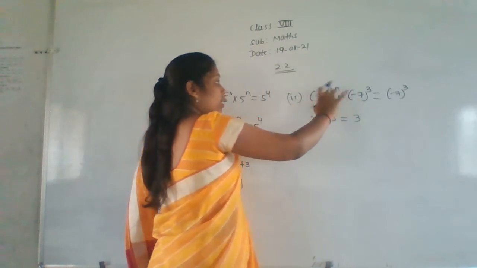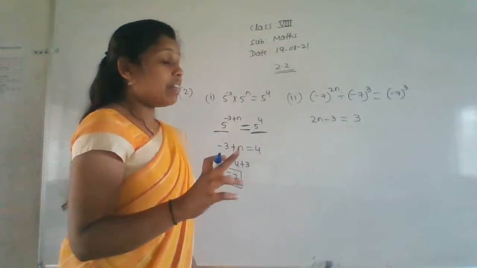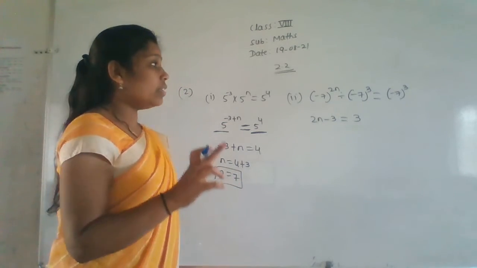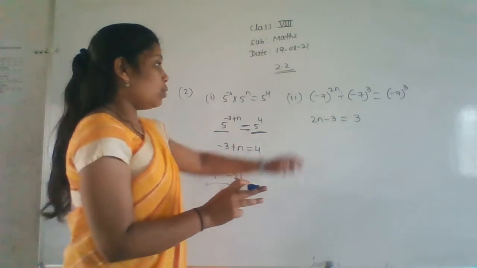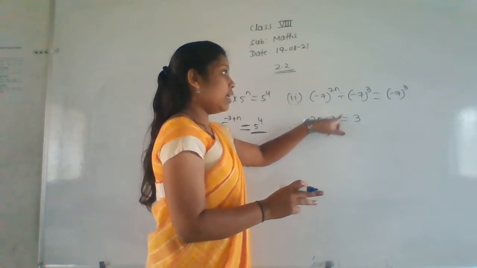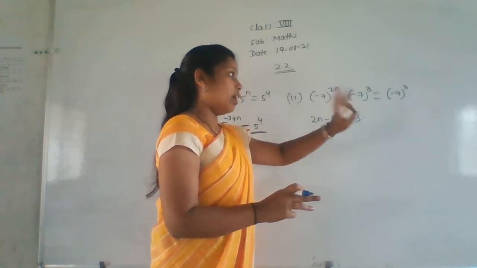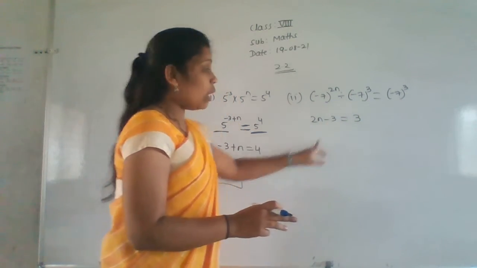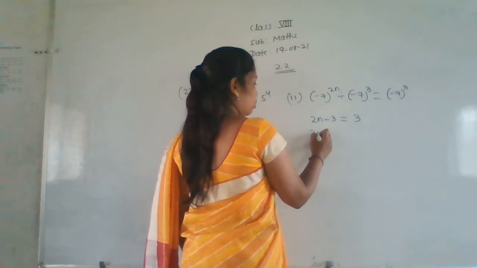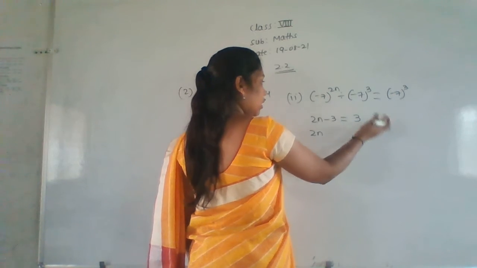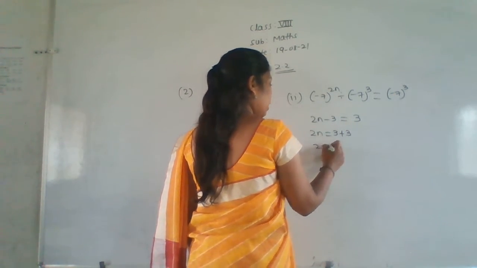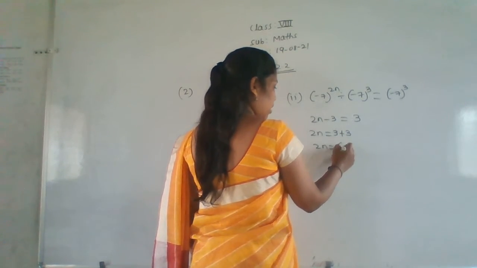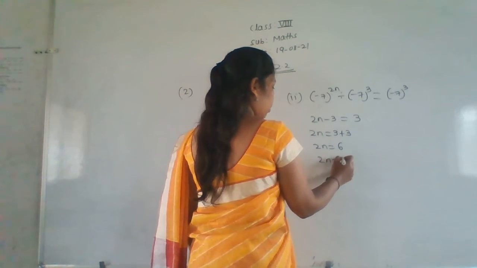On the LHS side, there is a division. Whenever there is a division, we need to take the subtraction of the two powers, so that is 2n minus 3. On the RHS, the power is 3, so equate it to 3. Now solve the equation. Take this minus 3 to the RHS side, that will become plus 3. So 2n is equal to 3 plus 3, which is 6. So 2n is equal to 6.